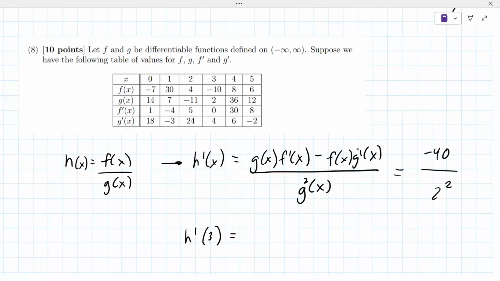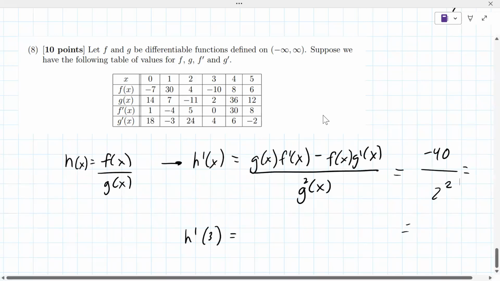So 4? Try again. Negative. Oh, I'm sorry for the whole thing. Yeah, the bottom is 4, but what's the whole thing? Negative 10. Okay.